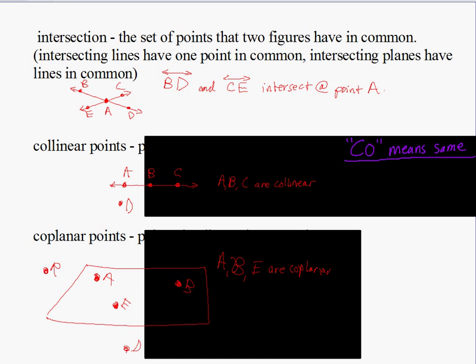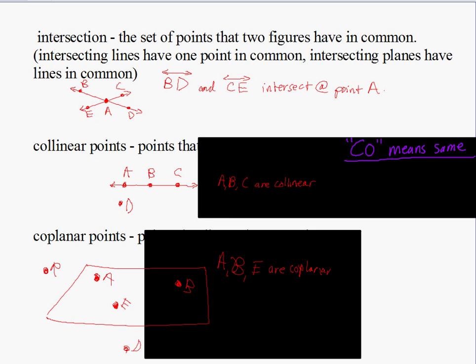Intersection. So this is the set of points that two figures have in common. Okay. Intersecting lines have 1 point in common, as you see in your picture right here. Here's 2 lines. They're intersecting and they share only 1 point in common. Okay. Intersecting planes, they have lines in common. Like they have a set of points that are going to form a line. Remember, planes extend without bound, and the set of points that are going to be in line are going to go without bound. That's why it's a line.